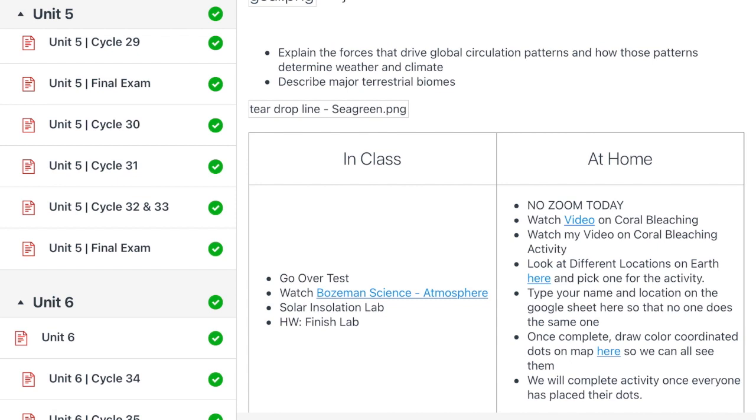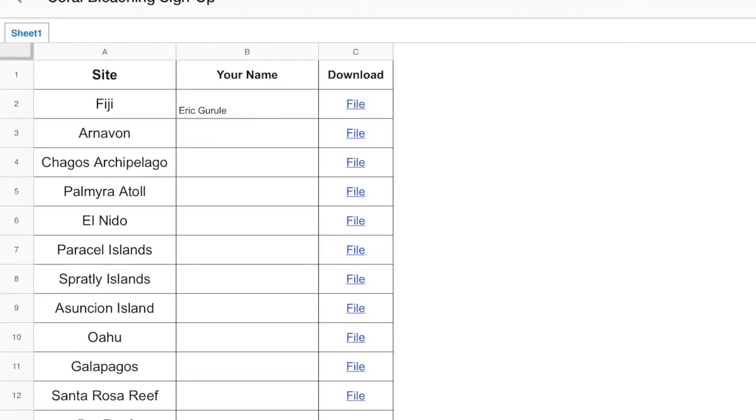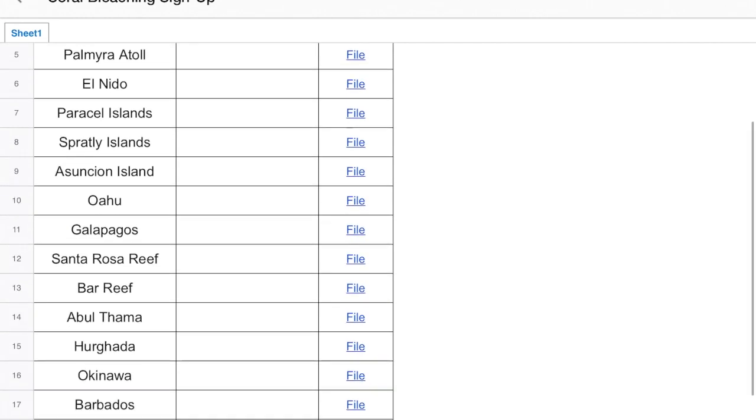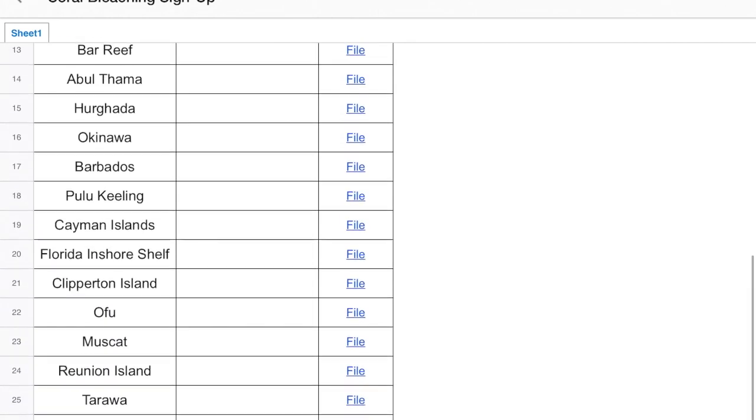So what you're going to do is click on this link here, and it's going to take you to this. Now, for me, this didn't happen. I don't know why, but you want it to open up in Google Sheets. So make sure that you have Google Sheets and Google Drive on your iPad, because you want this to open up in Google Sheets, otherwise you won't be able to edit it.